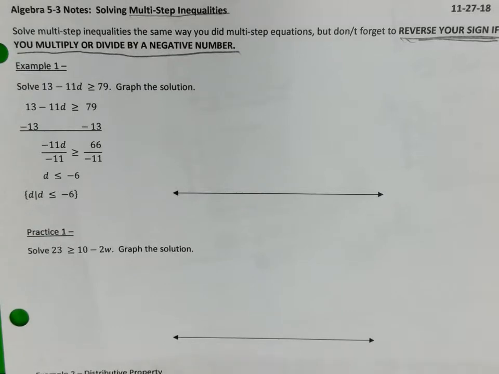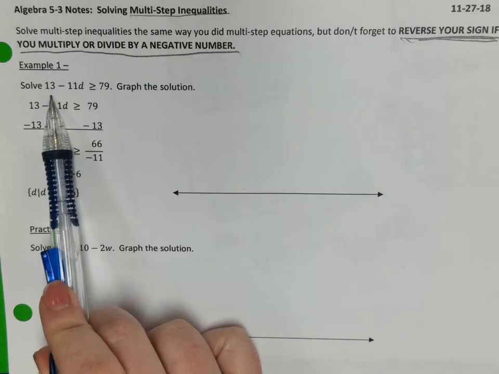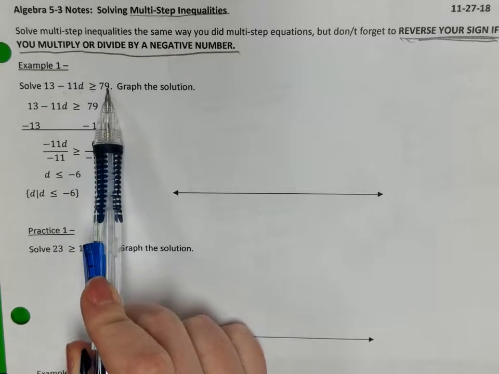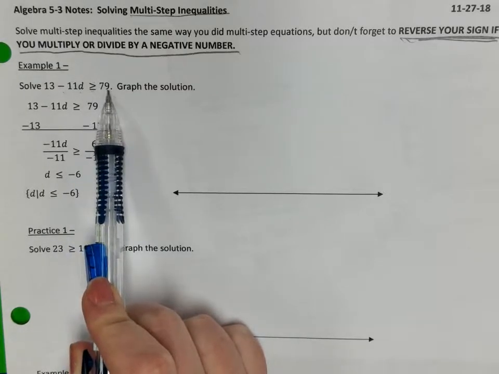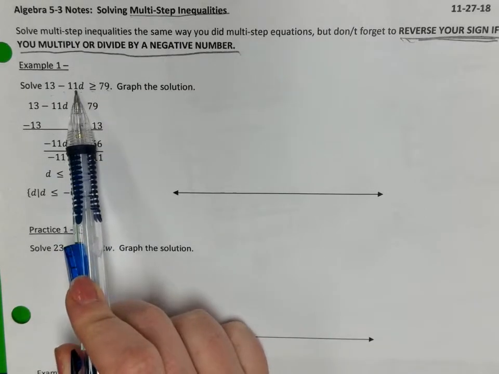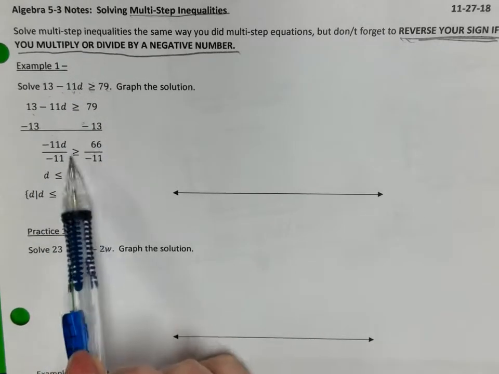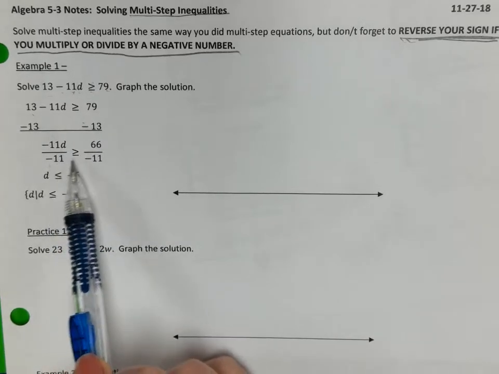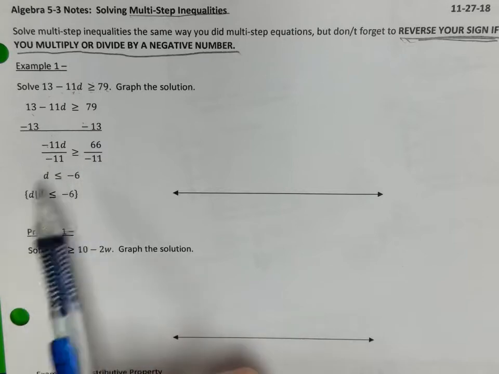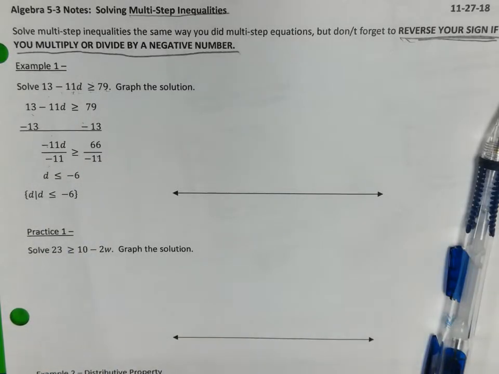So if you guys look at example 1. It's 13 minus 11D is greater than or equal to 79. Okay, so again, this right here is just a two-step inequality. We want to get the variable by itself, so they subtracted 13 first and divided by negative 11. Since they divided by negative 11, what had to happen? They flipped the sign. What sign are we talking about when we say flip the sign?